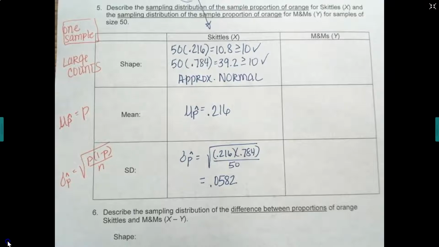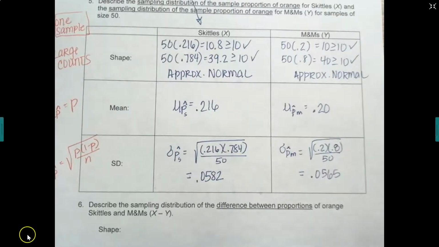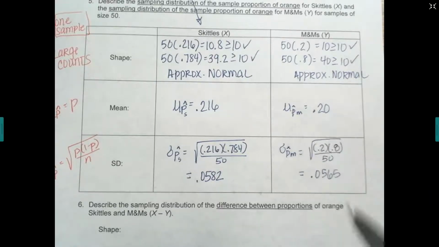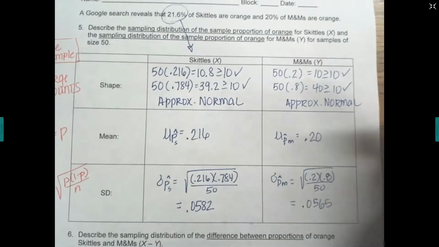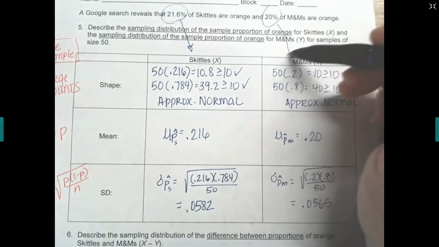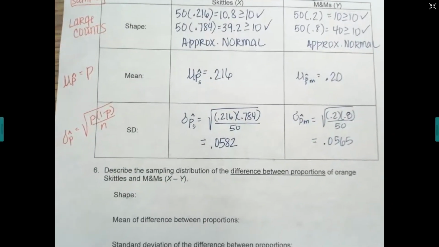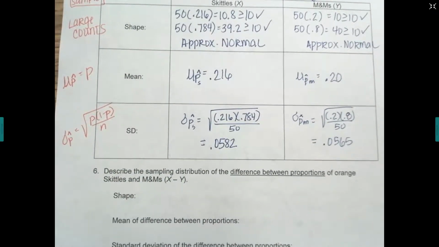All right, what I'd like you to do is stop the video and go ahead and try this column on your own. Okay, so when I checked my large counts, both were at least 10. This one is 10, but that's greater than or equal to 10, so we're okay there. So we were approximately normal. The mean of the sampling distribution for M&Ms is 0.2. And remember that 0.2 came from right up here. Our standard deviation, I got 0.0565 when I plugged in all of my values.